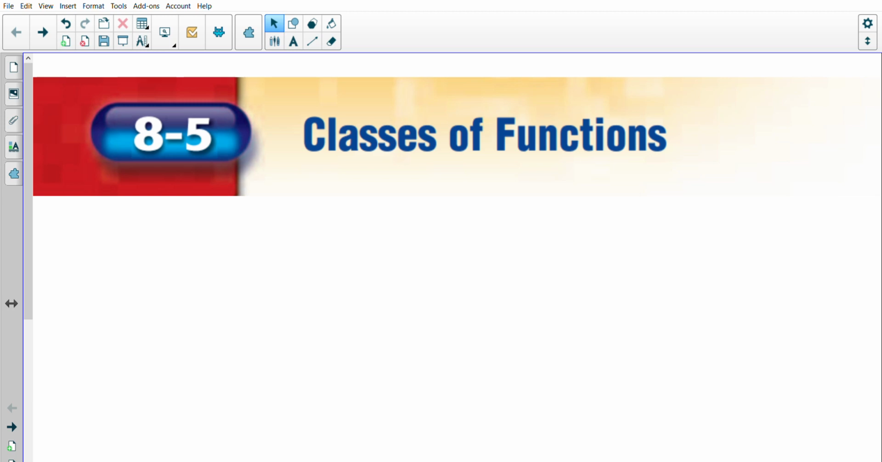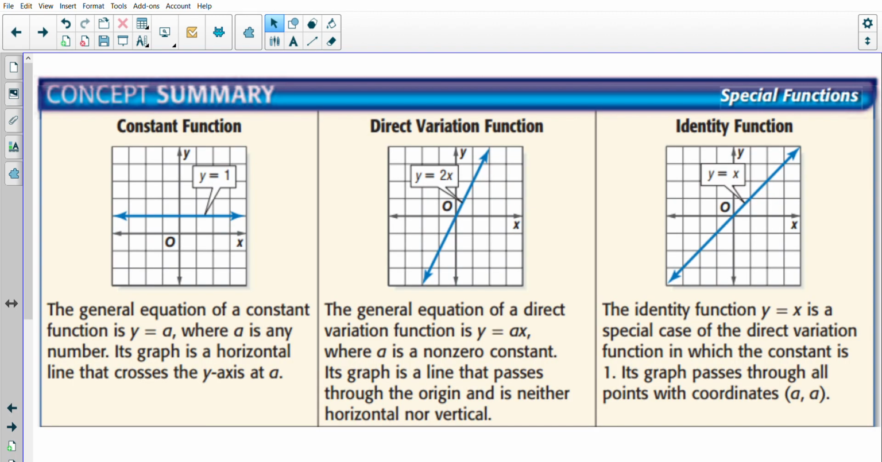In today's video, we're going to look at section 8-5, classes of functions. Some of the special functions that we've already dealt with would just be these basic line functions. We first have the constant function where it's y equals a number, so it can be any number, and that would create a horizontal line at that number. The next one is a direct variation function where it's a line that goes through the origin. So y equals a times x.